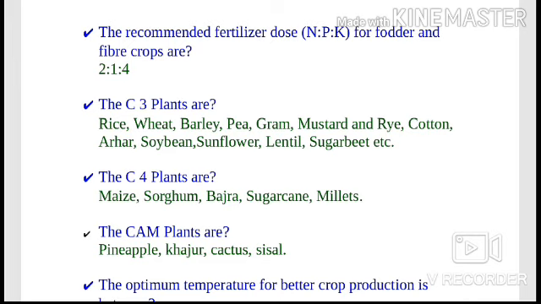Next point is the C3 plants are rice, wheat, barley, pea, gram, mustard and rye, cotton, arhar, soybean, sunflower, lentil, sugar beet, etc. C3 plants are those plants in which the initial product of the assimilation of CO2 through photosynthesis is 3-phosphoglycerate, which contains 3 carbon atoms.